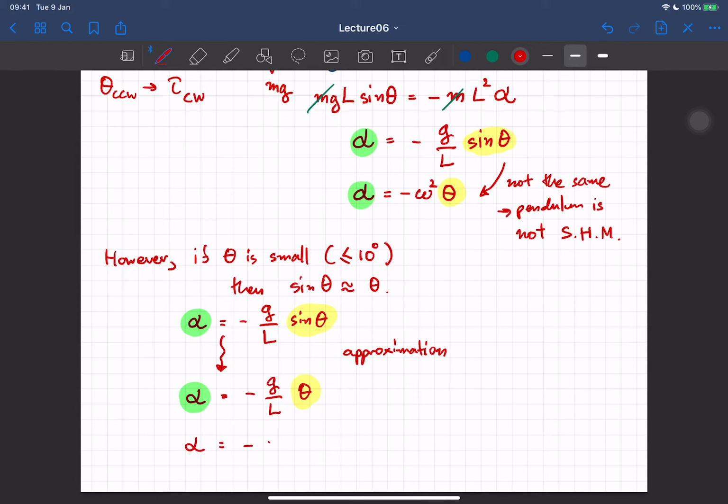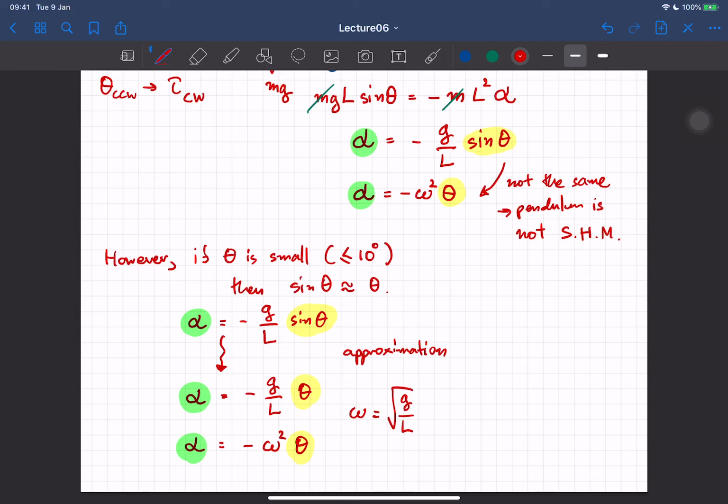So if this approximation holds, then we have this equation in the form of alpha equal to minus omega squared times the displacement, which is now simple harmonic. And omega is simply given by the square root of g over L.